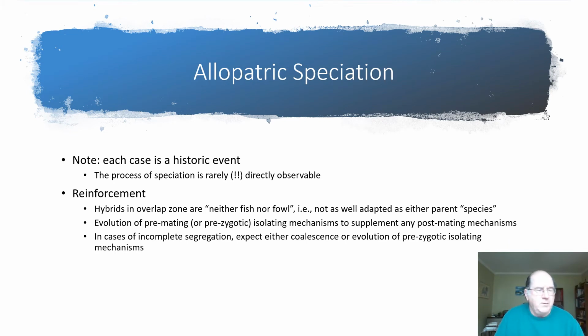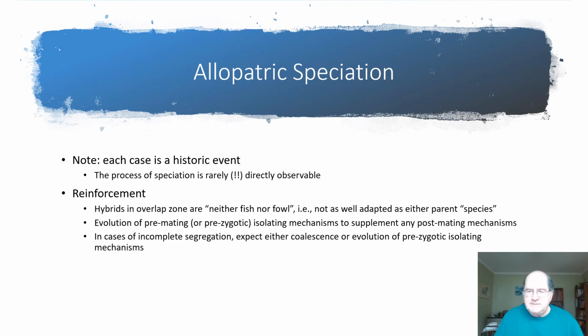So in those cases, one would expect the evolution of pre-zygotic, pre-mating isolating mechanisms, such that the parents do not invest their limited genetic currency in the future in offspring that are not going to be as successful in reproducing and persisting in the population. So when the 2 populations come back together, we could expect either coalescence of the population or reinforcement of any existing isolating mechanisms that keep them from interbreeding and recoalescing.